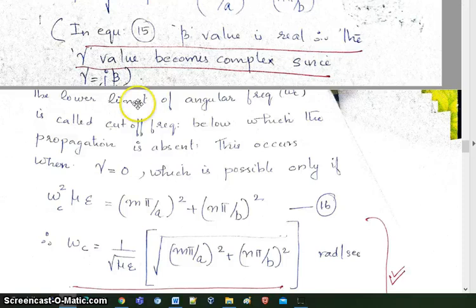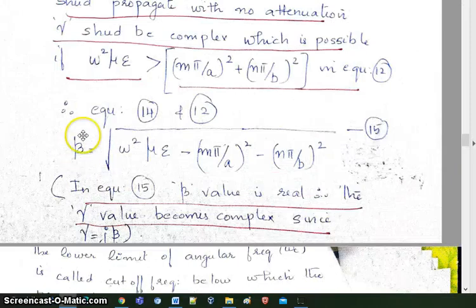Now the lower limit of angular frequency, that is omega c, is called the cutoff frequency, below which the propagation is absent. I already told that cutoff frequency is the minimum frequency for propagation, and below that frequency the wave will not be propagated. And this is possible only when gamma is equal to 0. That means the propagation constant will be 0 for all values of omega which are lesser than omega c.